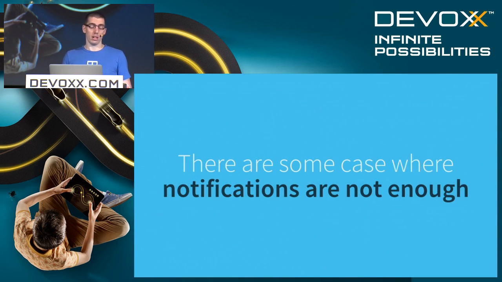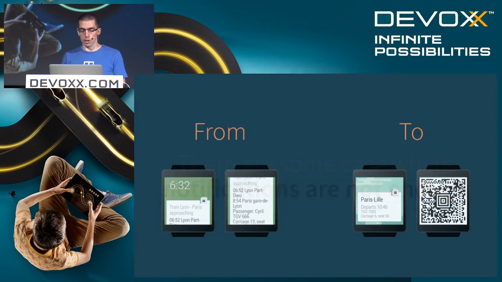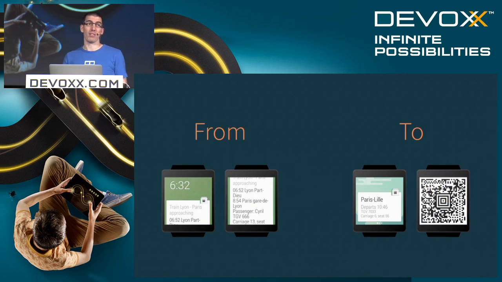But there are some cases where, even though we have lots of notification features, nice tags, voice input, pages, there are some cases where notifications are not enough. And for instance, this was the case for our application. Because if you look at what we can have with the notifications API, well, you have lots of text, but we wanted to have something simpler, and we also wanted to display the barcode that you have to present to the train agent so that it can scan your code and verify that you have paid for this ticket.